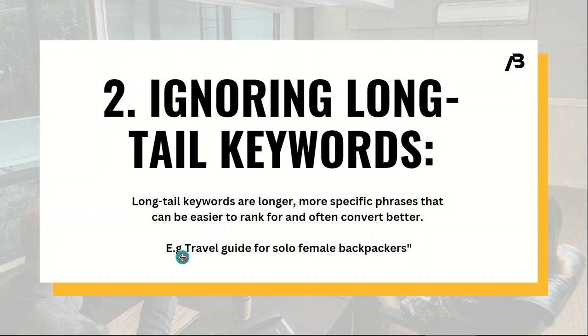You can see, for example, here is travel guide for solo female backpackers. Now this is a direct keyword. It's not just a travel guide for solo backpackers, and it's not just a travel guide for solo female. It's a travel guide for solo female backpackers. So this tells you that this book is specifically for solo female backpackers. This is a long tail keyword. It's more direct and more specific.